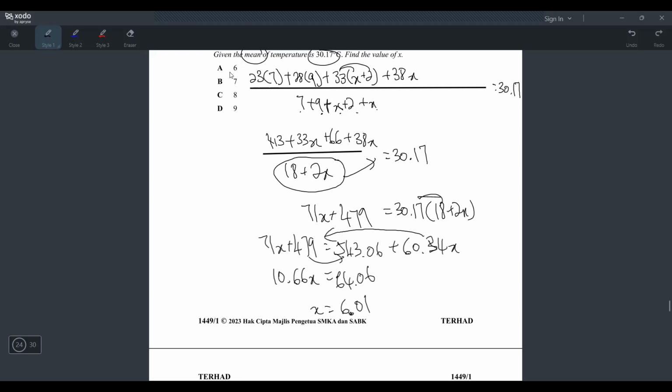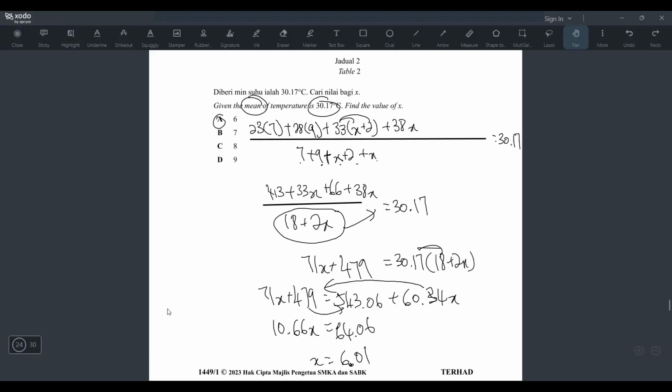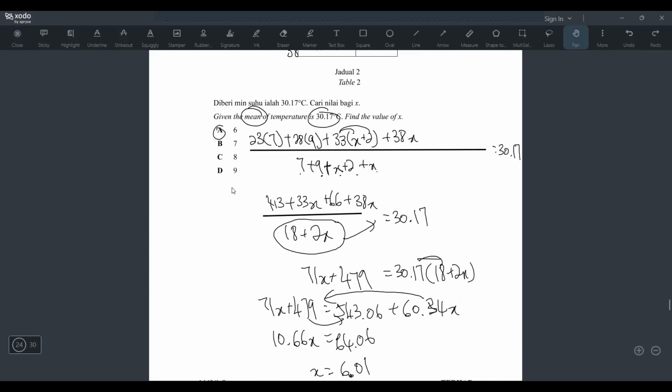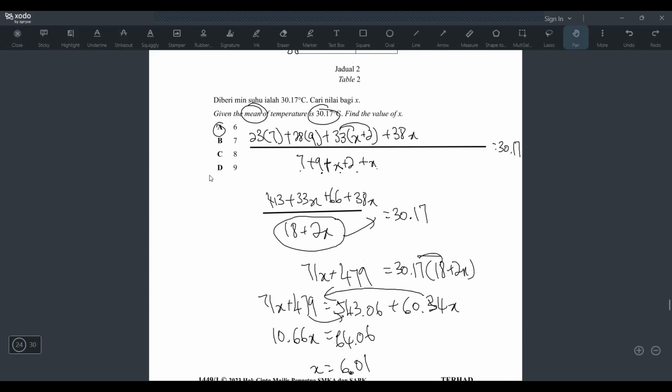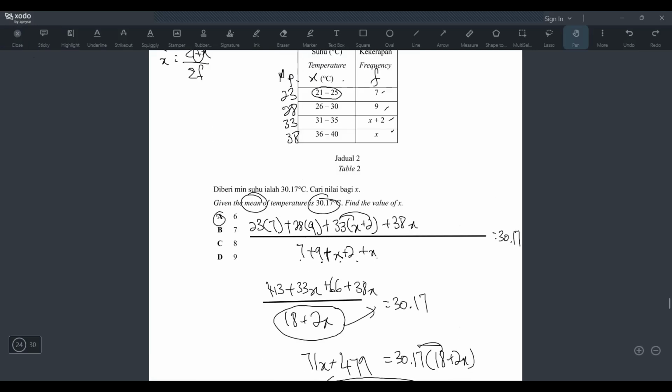Okay, so which one is the answer? A is the answer. Okay, A is the answer. That's the closest one, right? 6.009 is 6.01. Okay, so just choose the closest answer.